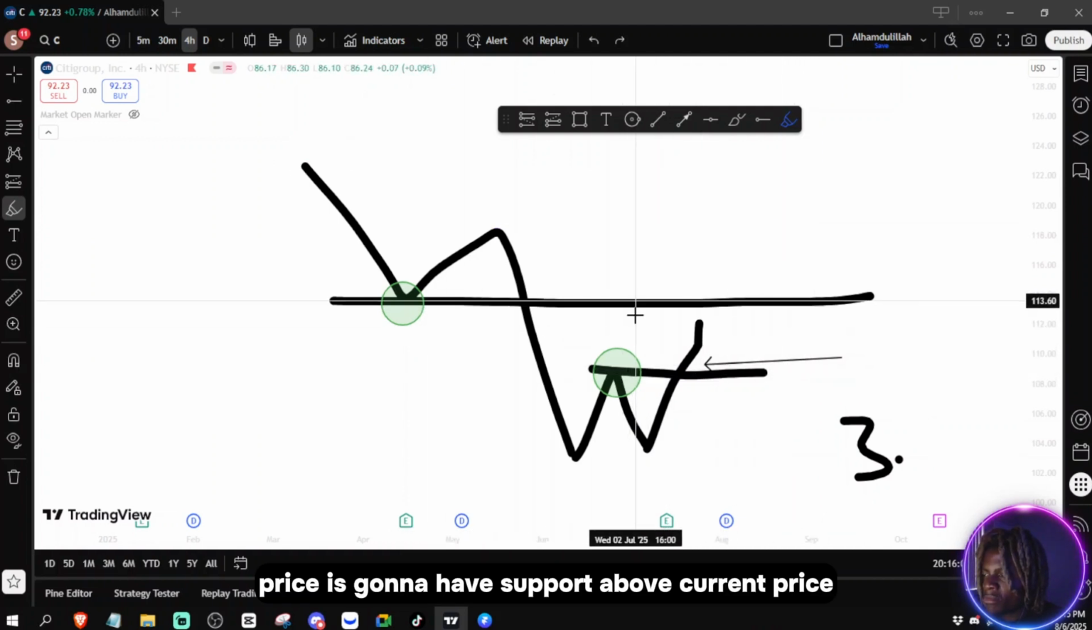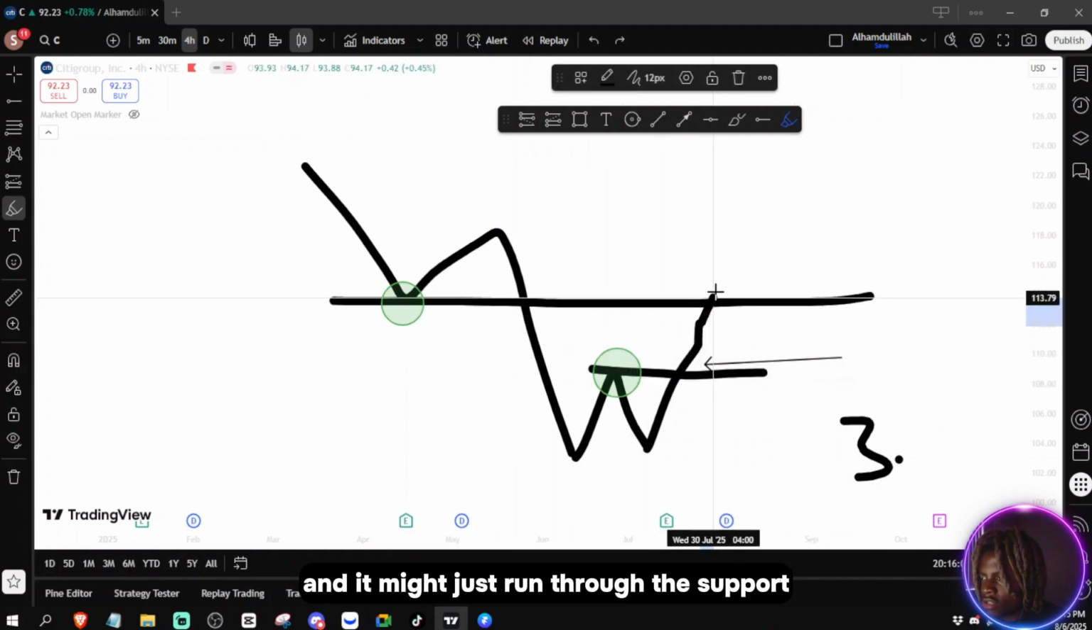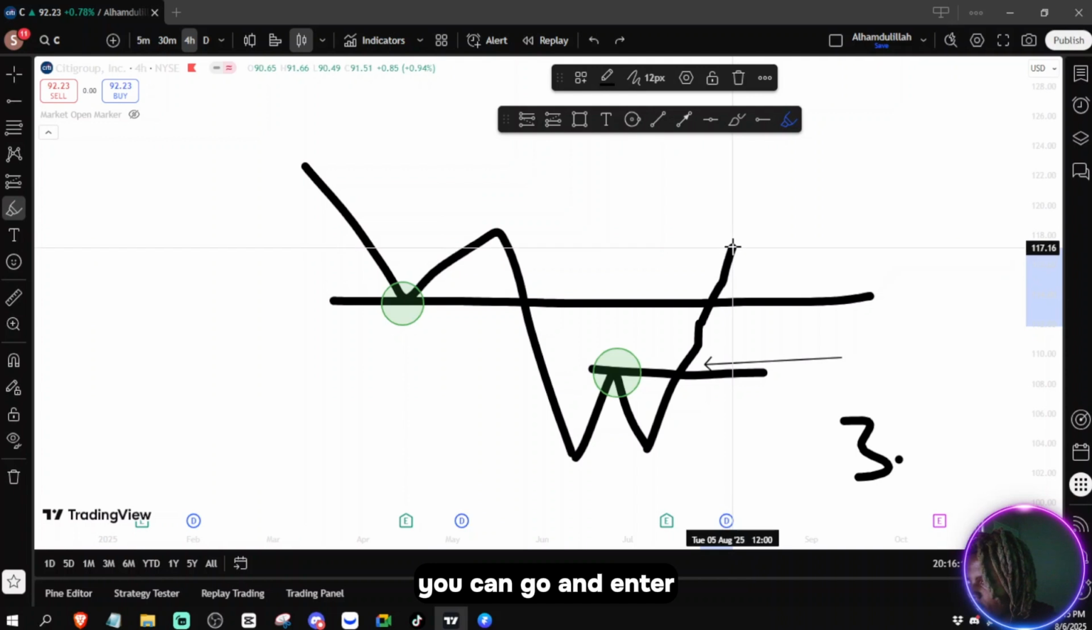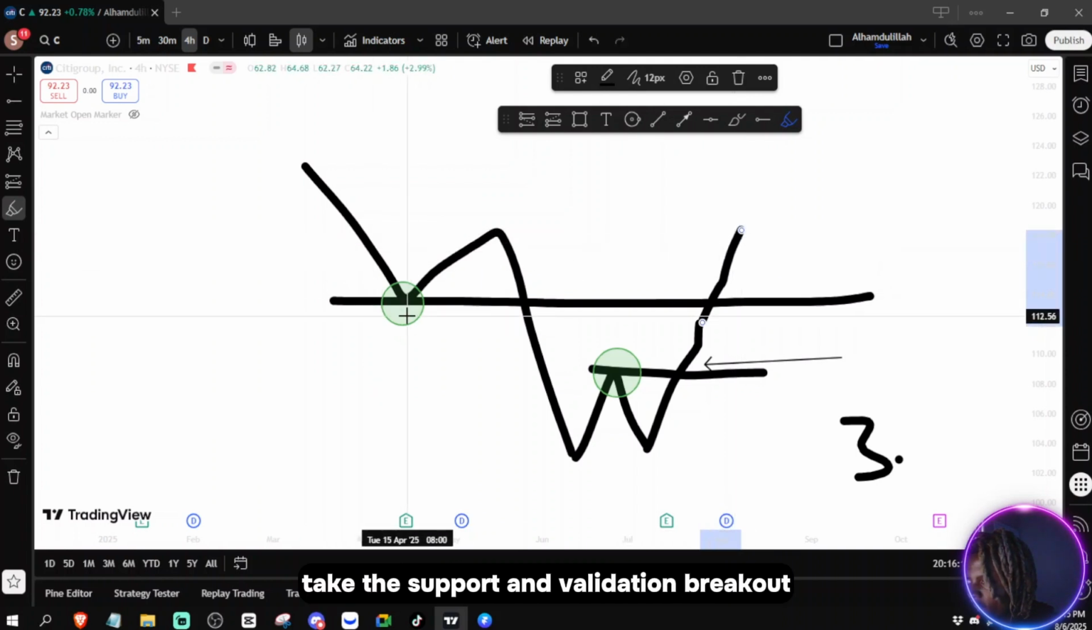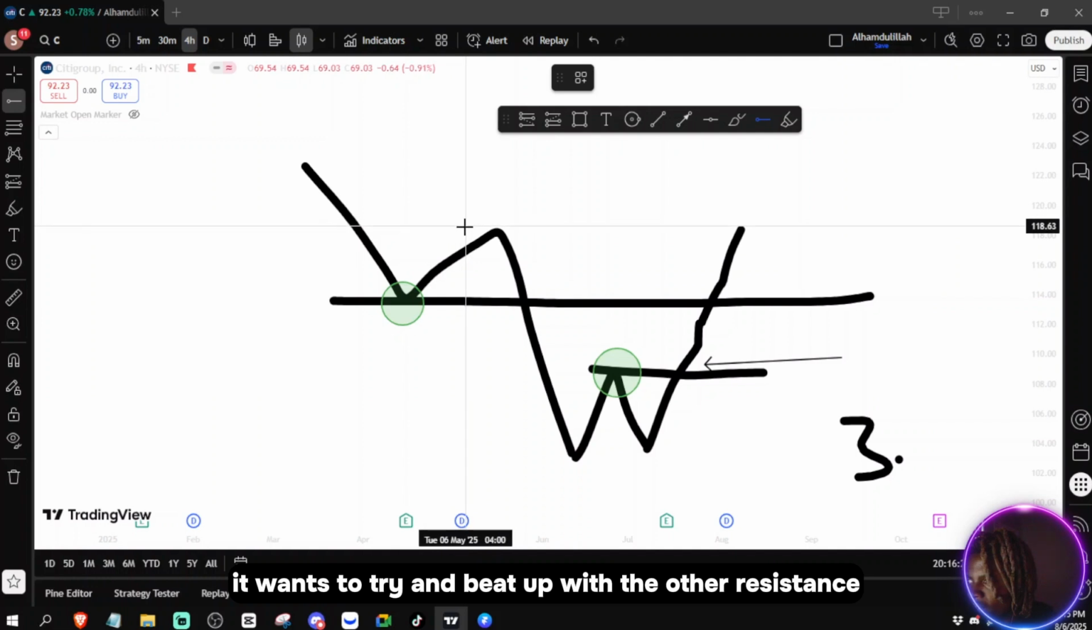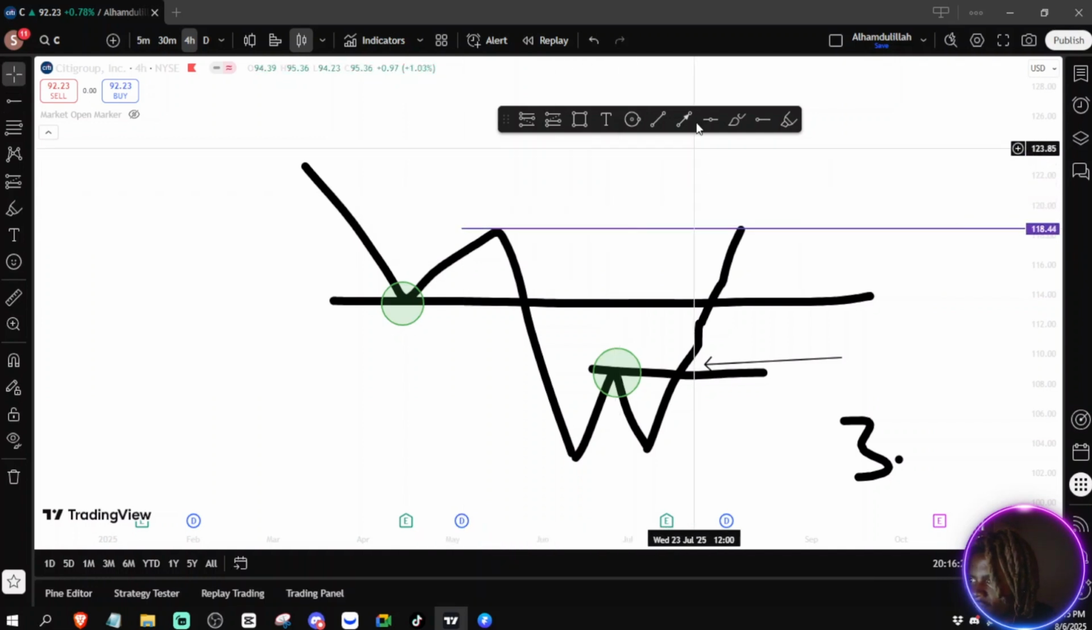Price is going to have support above current price, and it might just run through the support. If it runs through the support and you get a 30-minute close or 15-minute close, you're good. You can go and enter, take the support and validation breakout, because support didn't turn into resistance. So if it just runs through it, then you know it wants to try and meet up with the other resistance easily.